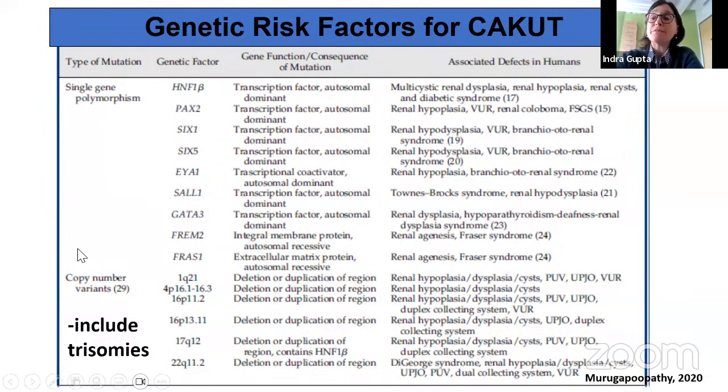And then of course, copy number variants, which are just extra pieces of DNA that are smaller than having an extra chromosome, as in Down syndrome, or having a big deletion. Those are types of things you can see from karyotypes, but the copy number variants are smaller in size and can be extra DNA or loss of DNA. And of course, all of the trisomies are high risk factors for CAKUT. So Down syndrome, trisomy 13, trisomy 18, et cetera.